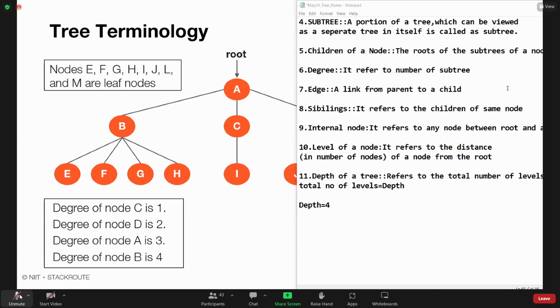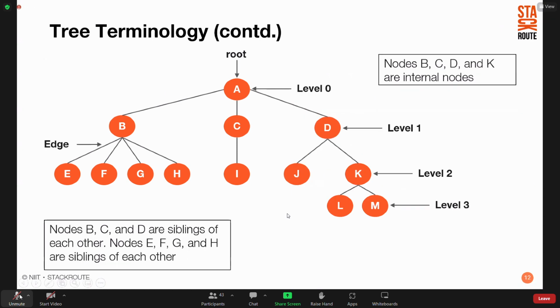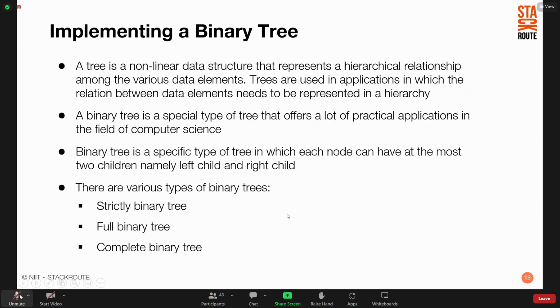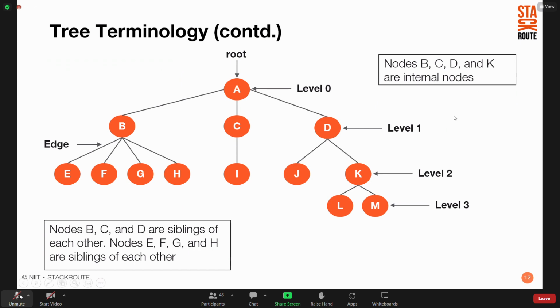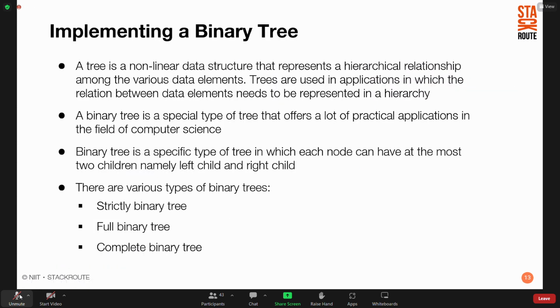Yes, Adesh. So the next topic: how to implement a binary tree. So this is a tree structure, a tree with nodes, all those things we discussed. How to implement? A tree is a nonlinear data structure that represents hierarchical relationship.